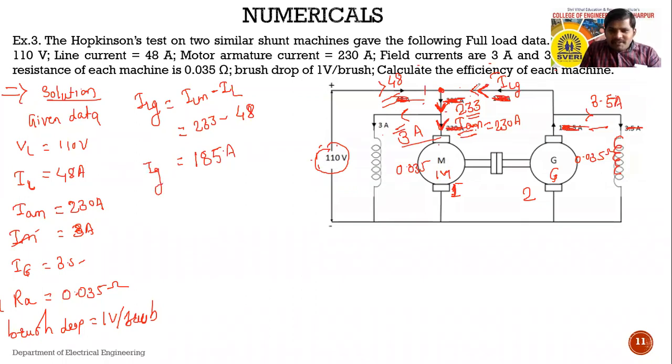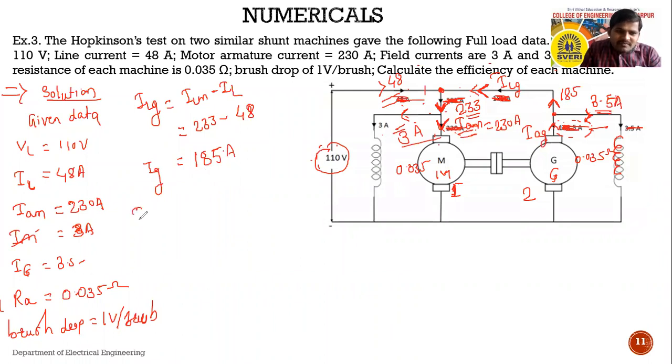See what I did now: from the start I represented the given values, I knew these two currents, and from them I calculated this current. If I know the value of this current and this current, then I am able to calculate the value of this current. Now I want to calculate the armature current of the generator. See, this one is the outgoing current, which is 185. This one is again an outgoing current, which is 3.5, and this one is the incoming current to that node. Then I am able to calculate the armature current of the generator, IAG.